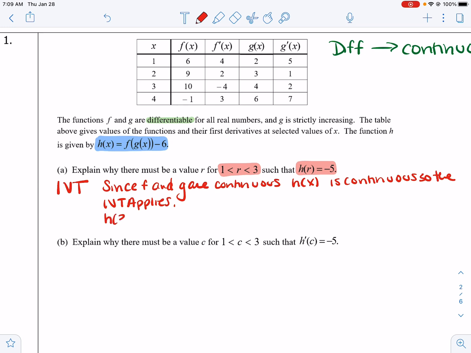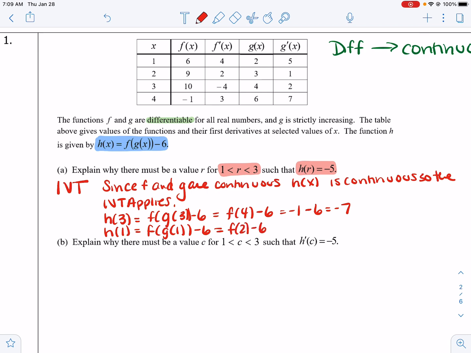First, I need to find h of 3. Remember, h of 3 is f of g of 3 minus 6. G of 3, using our table, is 4. F of 4 minus 6. F of 4 is negative 1. Negative 1 minus 6 is negative 7. Check out h of 1. That's f of g of 1 minus 6. G of 1 is 2. So we have f of 2 minus 6. F of 2 is 9. 9 minus 6 is equal to 3.